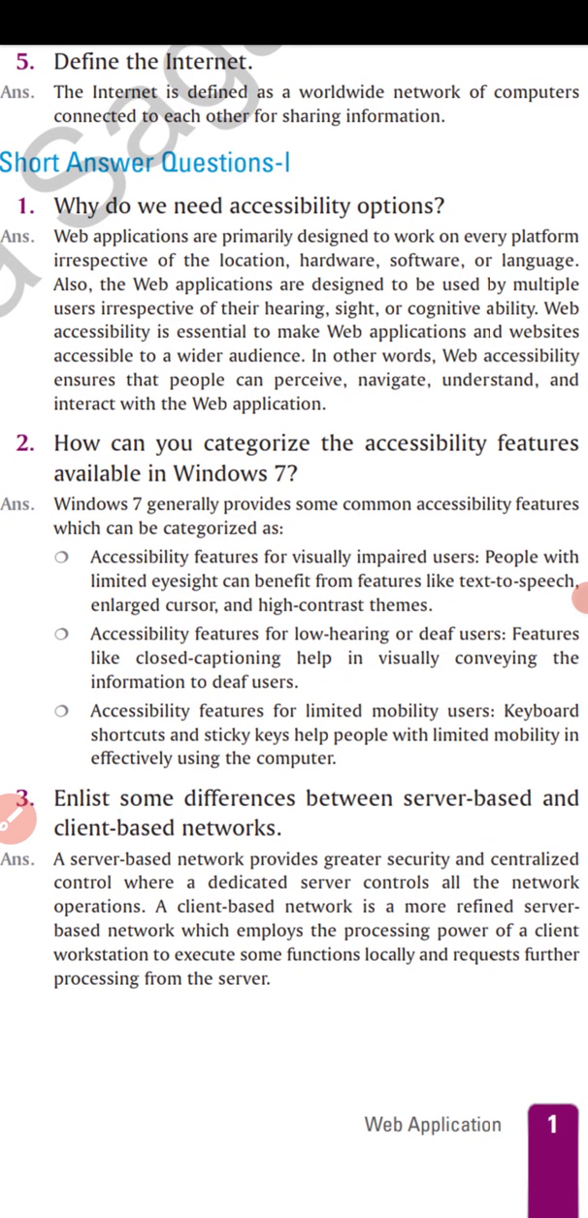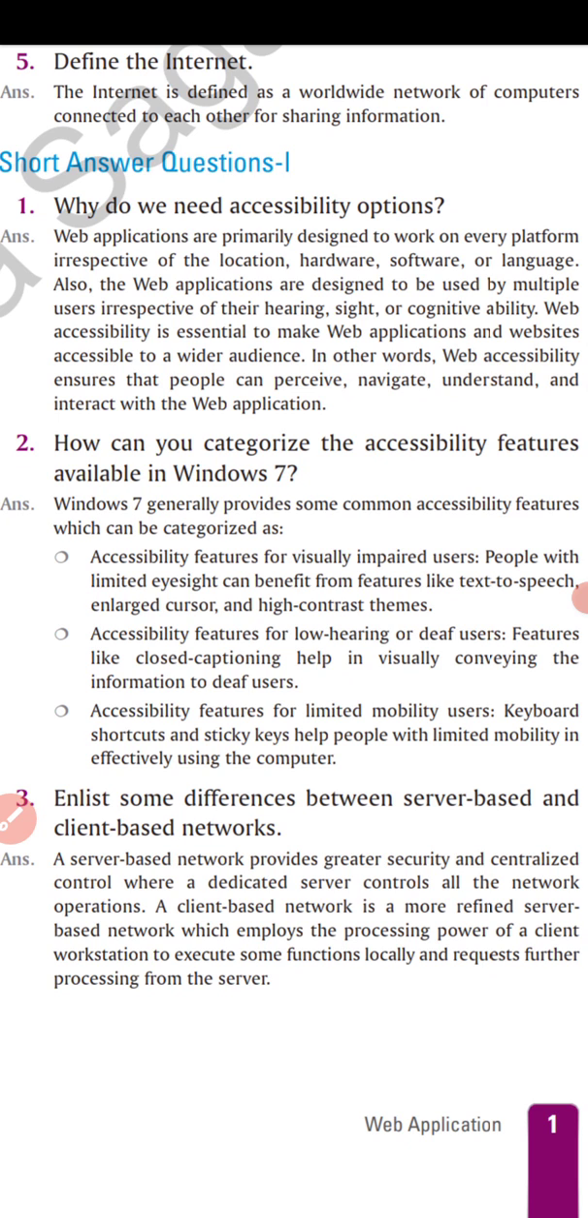Okay, learn very easily. Next one is accessibility features for limited mobility users. For limited mobility users, keyboard shortcuts and sticky keys help people with limited mobility in using the computer effectively. Many times in class I have mentioned that please use the shortcut keys of the keyboard, please use the sticky keys of the keyboard for opening, starting programs, closing, saving, you know well. So if these features are used in Windows 7, you can categorize the accessibility features.